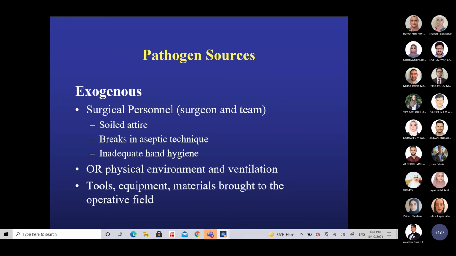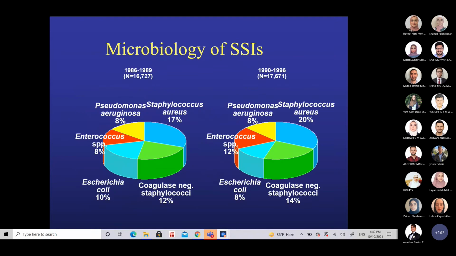The more you go towards contaminated or dirty surgery, the most likely source of the pathogen is endogenous. While if you go more toward clean surgery, the source of infection is exogenous. Good. Okay, what's surgical site infection?